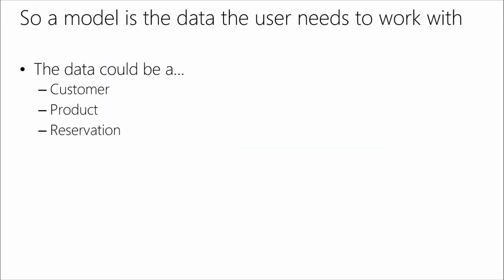So the model, again, that's our data. And the data you want to see depends entirely on the sort of application you're building. So it could be customer information. It could be product information. It could be information about hockey players or soccer or football players. It could be reservations for a restaurant. So that's the data that we're really working with inside our application.